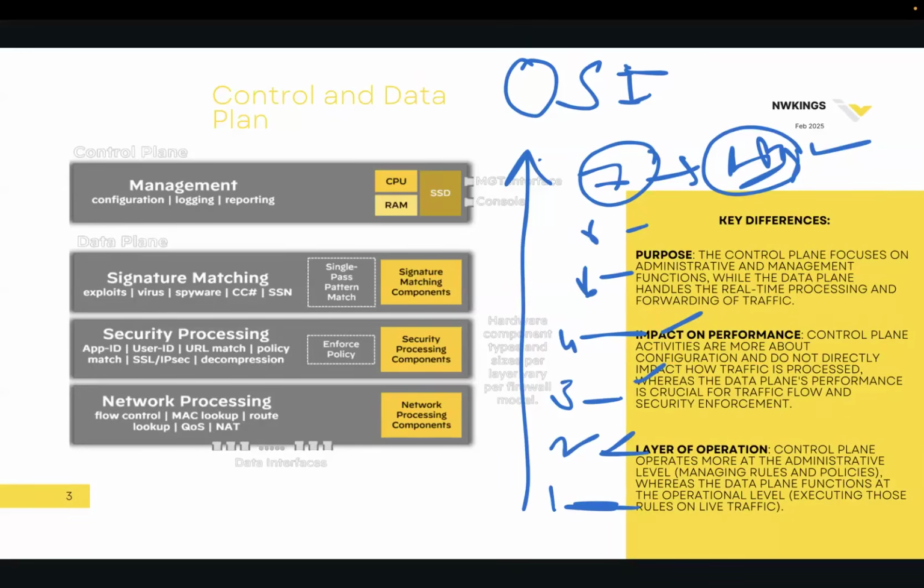One moment, why there is echo. Jobajit, please go on mute.